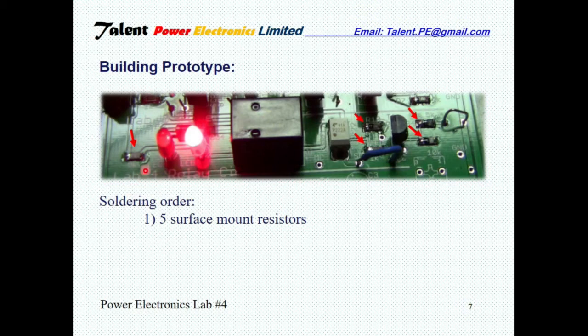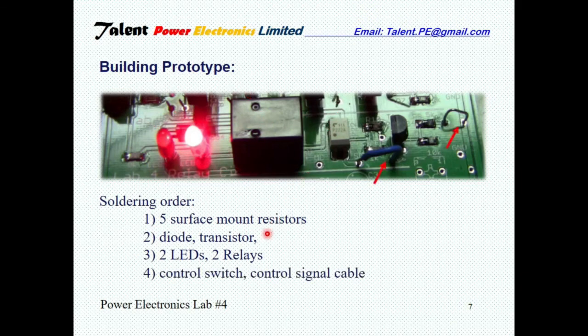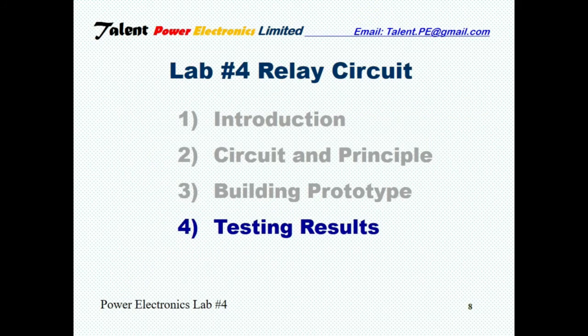First, solder the 5 surface mount resistors. Step 2, the diode and the NPN transistor. Step 3, 2 LED lights and 2 relays. Step 4, a wire is the control switch and the control signal connecting cable. After soldering on all the components, we complete building the prototype. Now let's test the prototype and show the results.